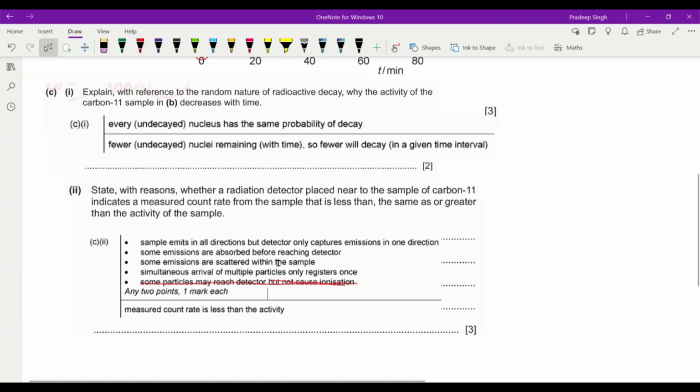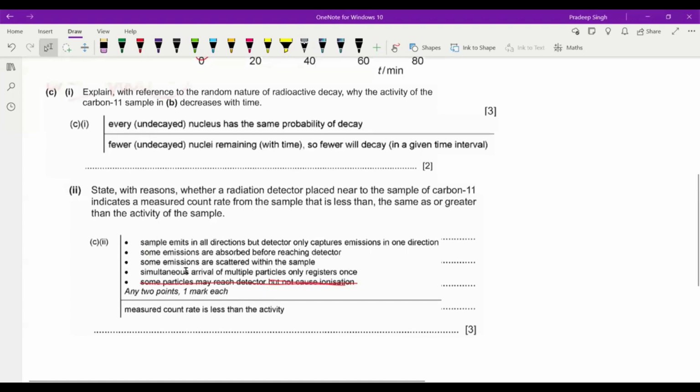So when they say some emissions are scattered within the sample, what do you understand by this? It means that when a sample emits, it's scattered, right? That means it's in all directions. So technically that implies that the detector won't be able to detect from all directions. That's why I said if there is an overlap between 1 and 3.